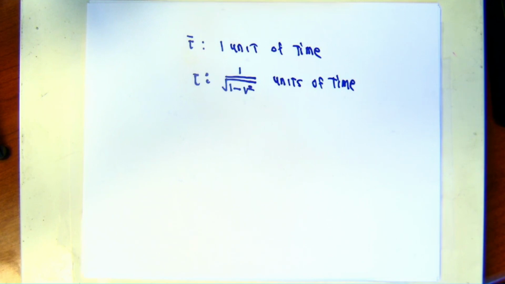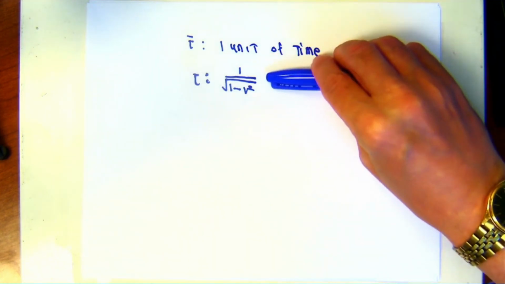According to people in the barred coordinate system, 1 unit of time has passed, while those in the unbarred system say 1 over radical 1 minus v squared units of time have passed. That second quantity is bigger than the first. The unbarred coordinate system is going to say that more time has passed than the people in the barred system are saying. The people in the unbarred system are going to claim that the clocks of the barred system are running slow by a factor, this factor.